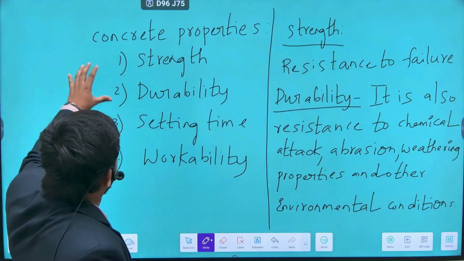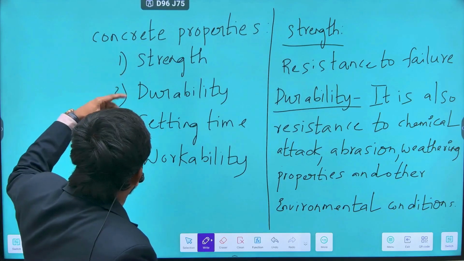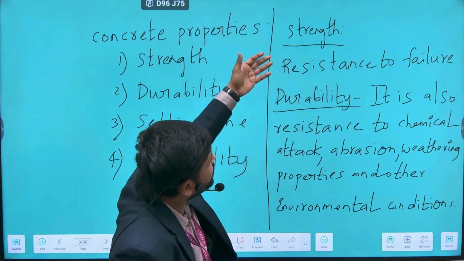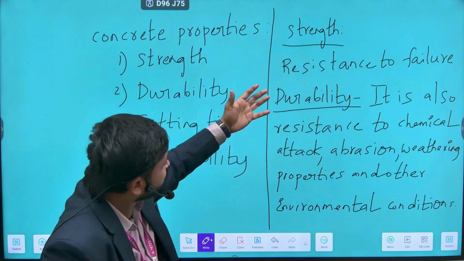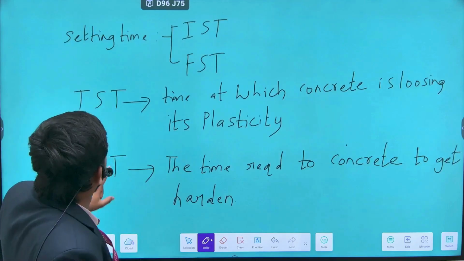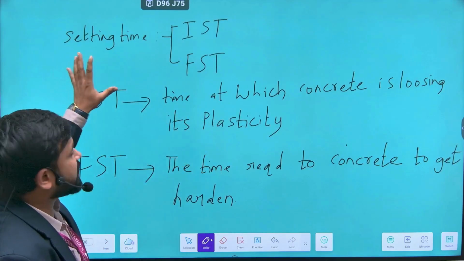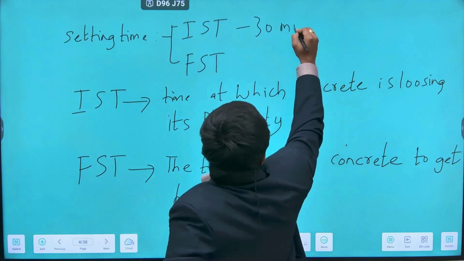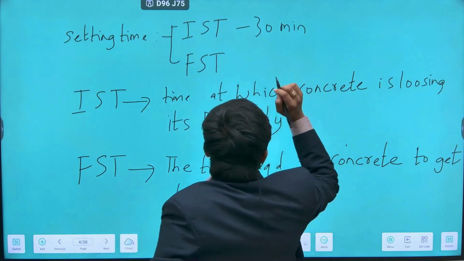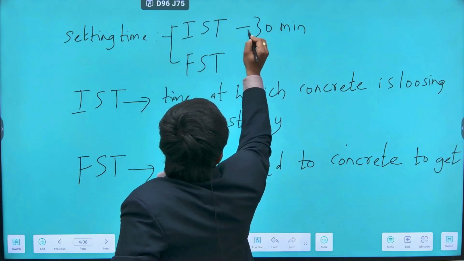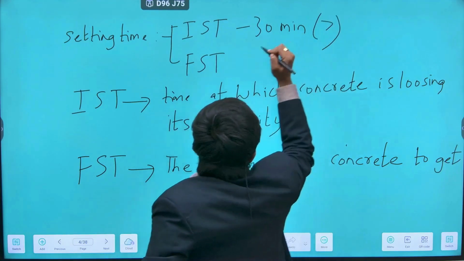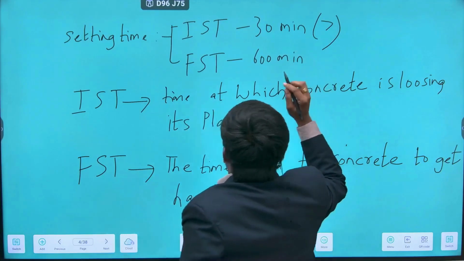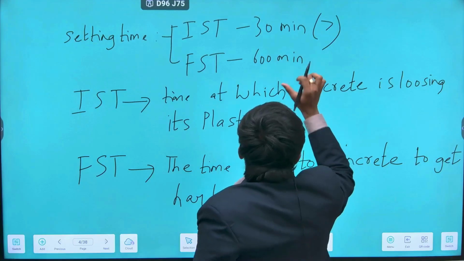Okay. We have discussed concrete properties. What are the basic concrete properties? Strength, durability, setting time, and workability. We have discussed strength in detail. Resistance to failure is known as strength. Durability: resistance to abrasion, weathering, environmental effects. And I discussed the setting time also. Initial setting time, final setting time. It should not be less than 30 minutes, that is, it must be greater than 30 minutes, and it is also limited to 600 minutes. Concrete must get hardened within 600 minutes.